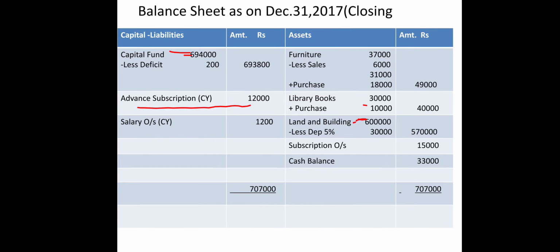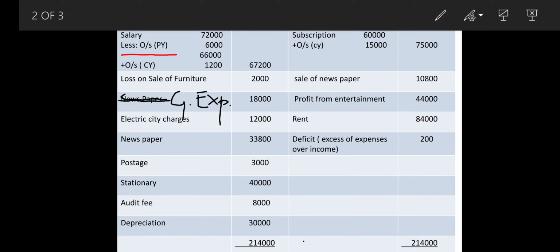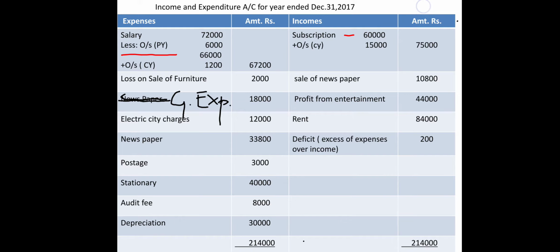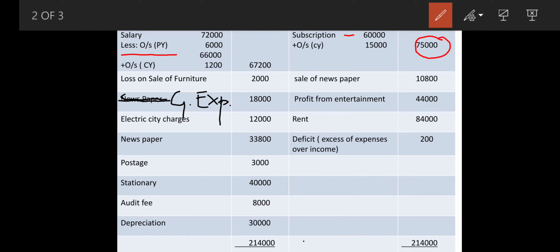So the very first adjustment: the club has 500 members, each paying an annual subscription of 150 rupees. Come to your income and expenditure. Over there, you will see subscription is mentioned. We have received 60,000 in the current year. But they mentioned the revenue income for the whole year. So 500 members will pay 150 rupees, that is 75,000, your outer column answer. How has it come? 500 into 150. Right? So 75,000 you got and 60,000 you received.